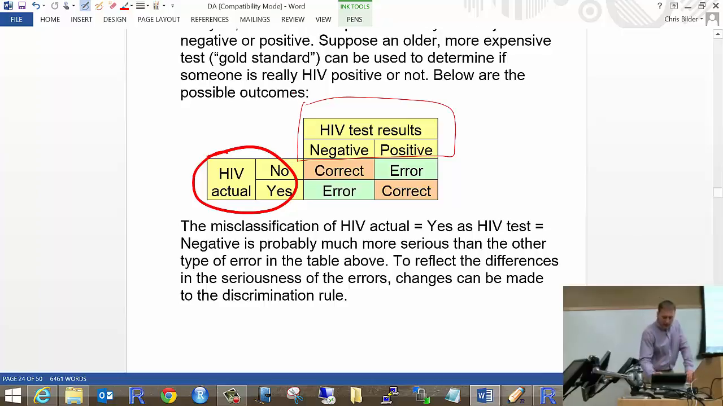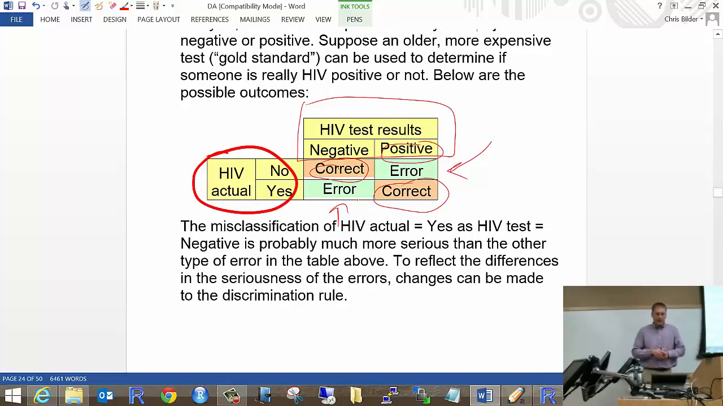So for example, if the test says HIV positive, you're hoping that truly, in fact, they do have HIV. If the test says HIV negative, you're hoping that truly, in fact, they do not have HIV. But the problem is that diagnostic tests for infectious diseases are not 100% accurate. And so you will have people that fall into these green squares there where there's an error.